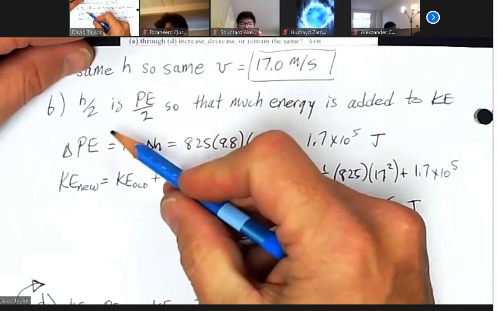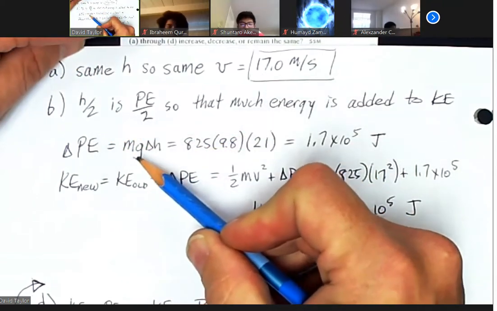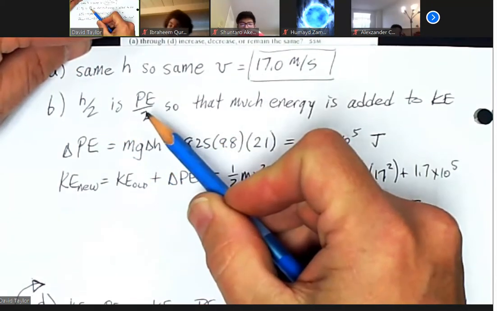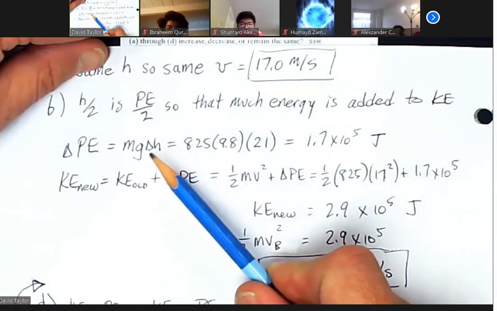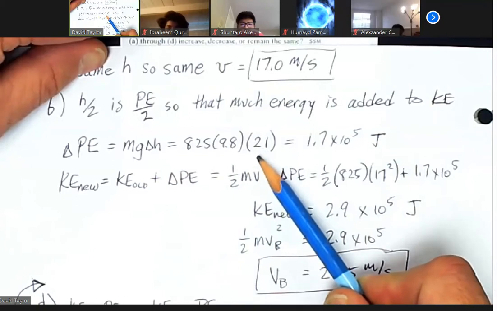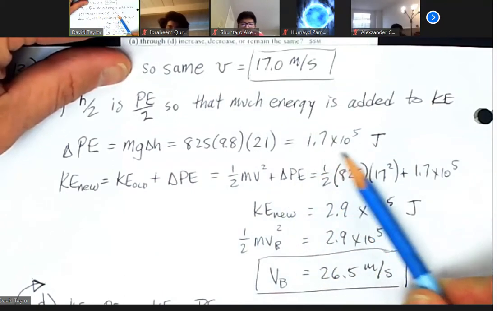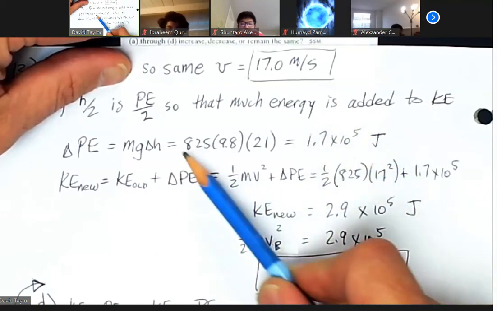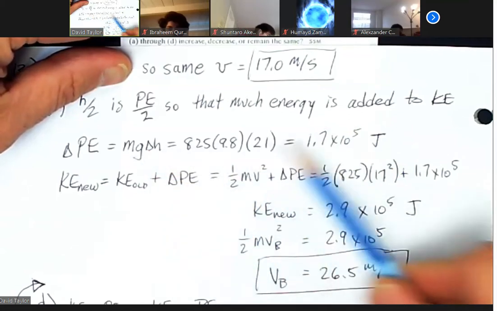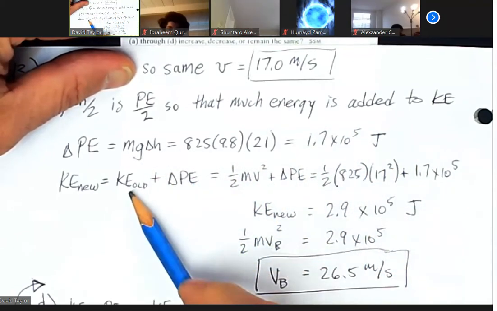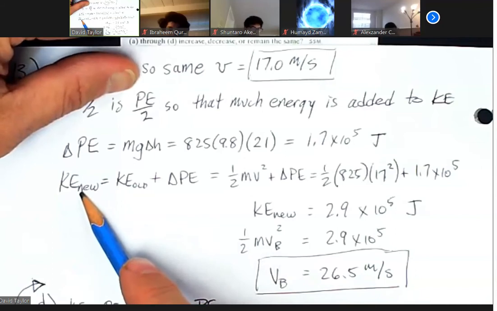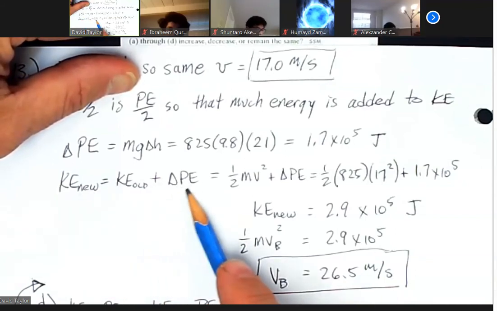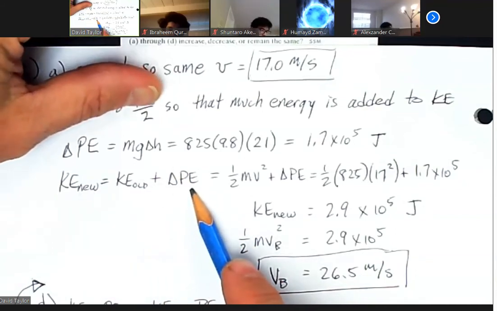Well, if the height is half, because the equation for potential energy is mgh, if the height is half, the PE is half. And when I use delta h of 21, which is half of 42, I get the amount of potential energy associated with this change in height. So whatever kinetic energy I had at the top, now when I get to point B, my new kinetic energy is going to be the old kinetic energy plus the change in the potential energy.